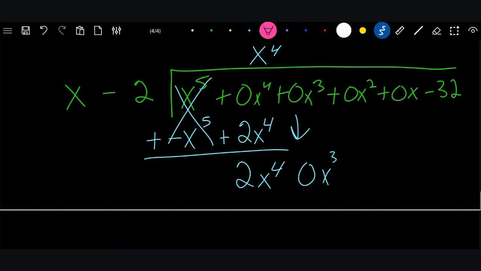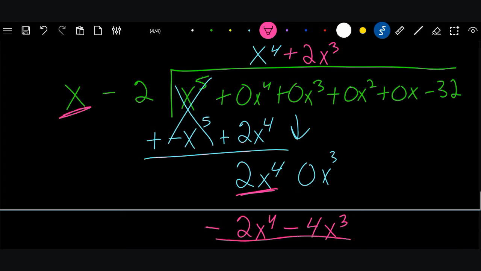And again, we're going to go first into first. So x goes into 2x to the fourth how many times? That would be 2x cubed. Now we're going to multiply. So 2x cubed times negative 2, we're going to get negative 4x cubed. And we're going to get 2x to the fourth.